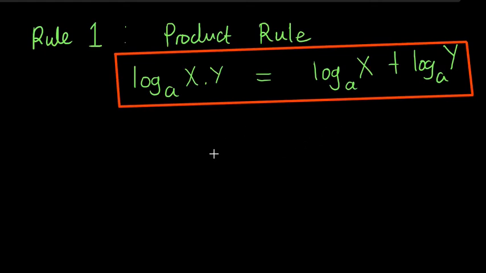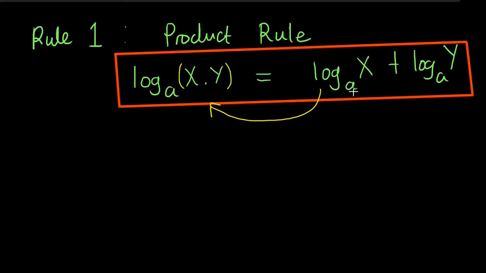So let's start with the product property, or the product rule, of logarithms. When we are deriving these formulas, we will be moving from the left side to the right side. First of all, on the left side we have x times y.